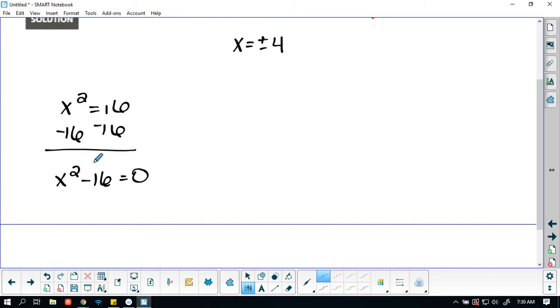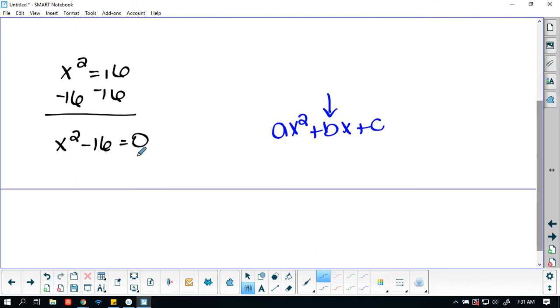Here we have a binomial, which means that we only have two terms. Usually when we look at a quadratic equation, we have ax squared plus bx plus c. We usually have this third term in the middle. In this binomial, that third term is missing. So what we would want to do is call this what's called the difference of squares.